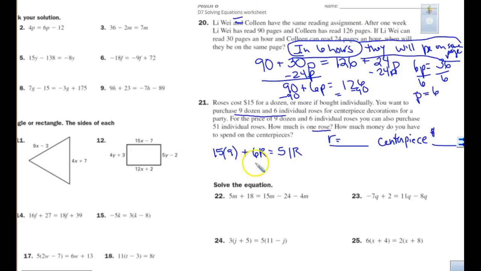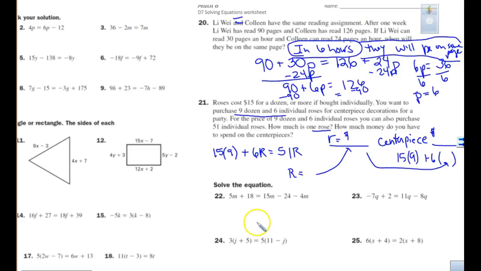So I'm going to subtract 6R from both sides, and then divide by the number that I have as my coefficient of R. When I solve for r, that will tell me how much each row costs. And then to find the centerpiece, you're taking 15 times 9 plus 6 times the cost of your rows. So whatever your rows cost, we'll put that in to get that answer.